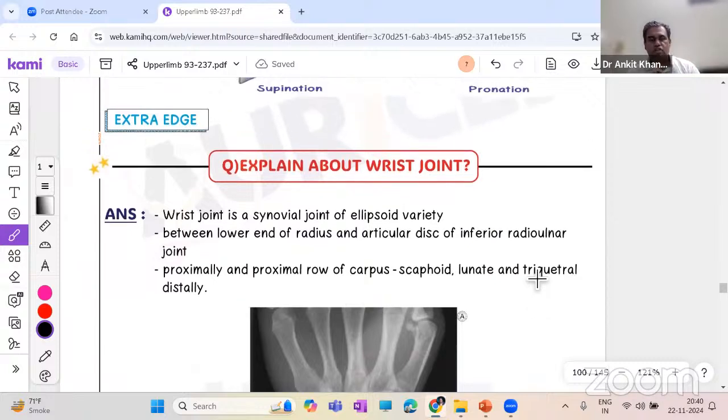We have now come to the bigger joints, the wrist joint. So the wrist joint was which variety of joint? It was the ellipsoid variety, and technically the ulna is not involved. The wrist joint is also known as the radiocarpal joint. It is between the radius and the carpals.